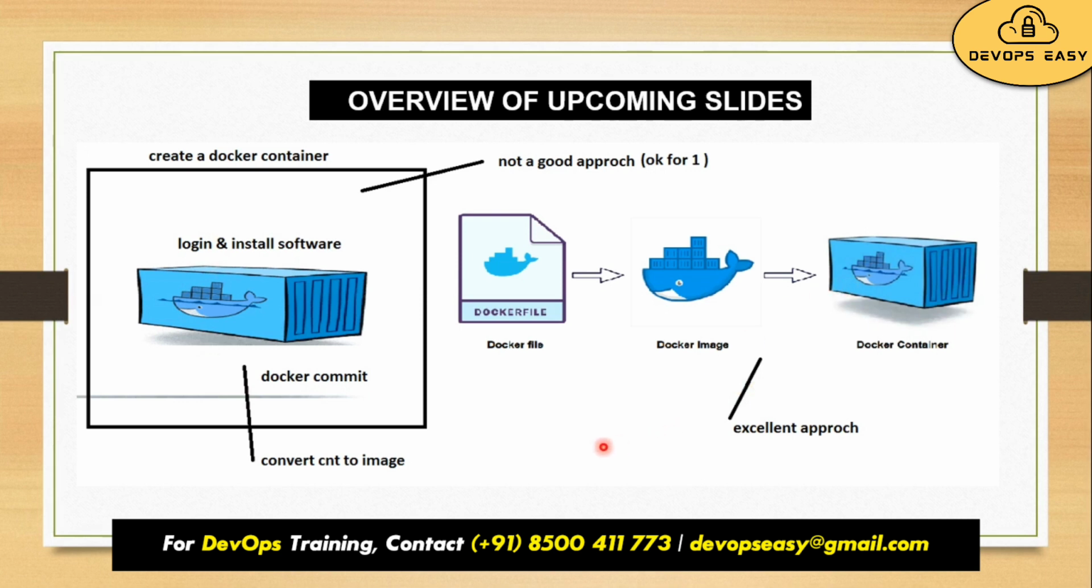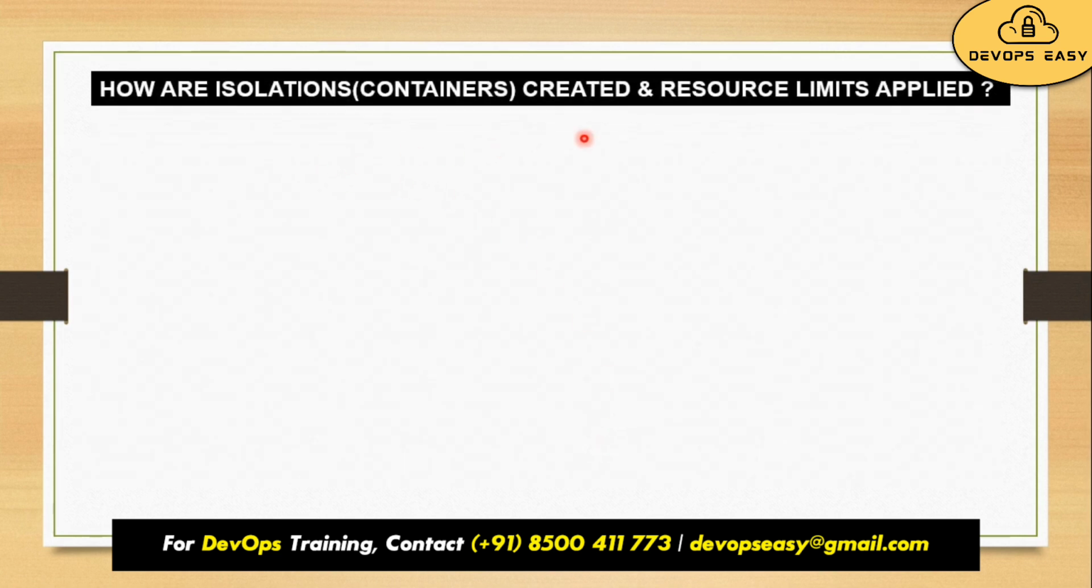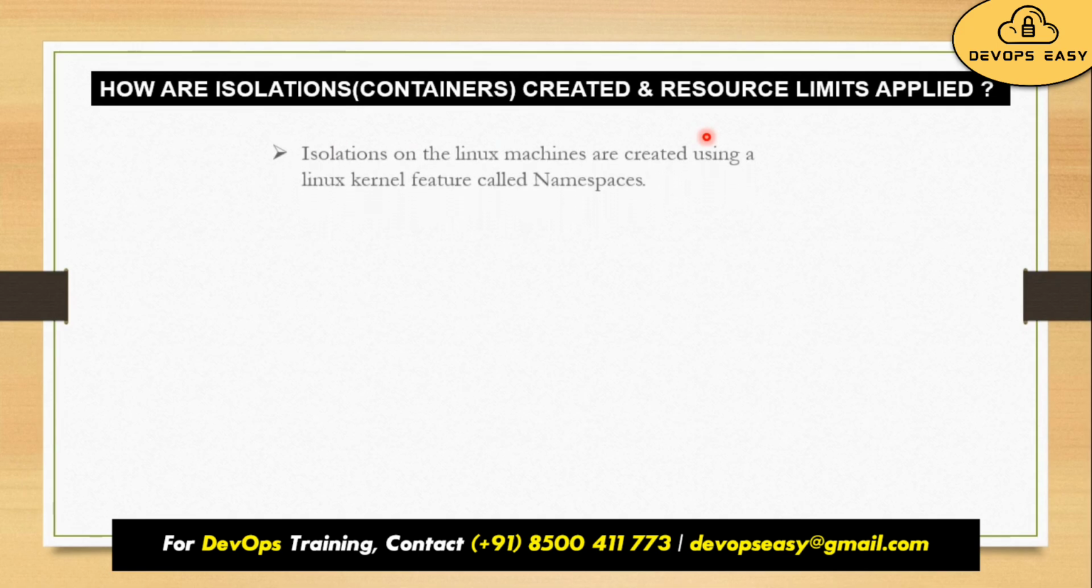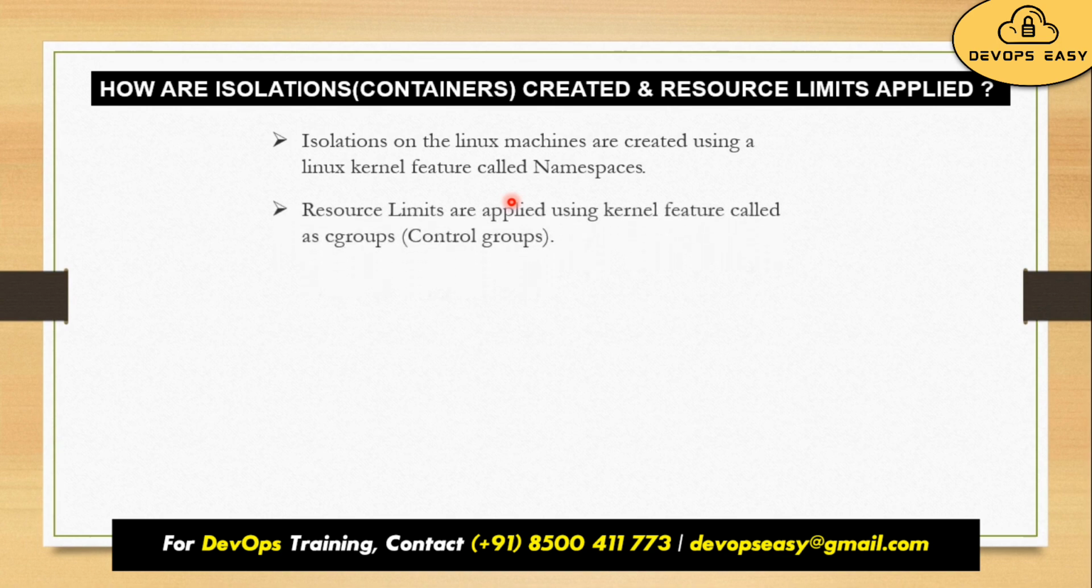Before all this, I want to show what this container is and how this container is created in the Linux VM. Isolations on Linux machines are created using a Linux kernel feature called namespace. In a Linux VM there is already a predefined feature available called namespace. Using that namespace only, this container is created. That magic box I told you about, this is how it is created. In Linux there is a predefined feature called namespace, a Linux kernel feature. With the help of that namespace, it creates a container.